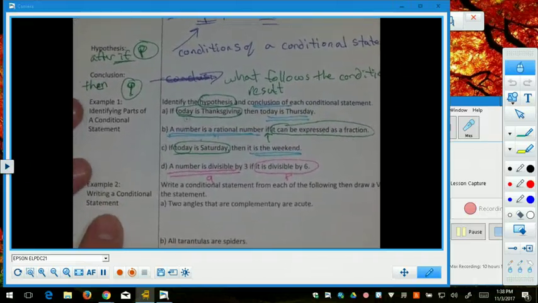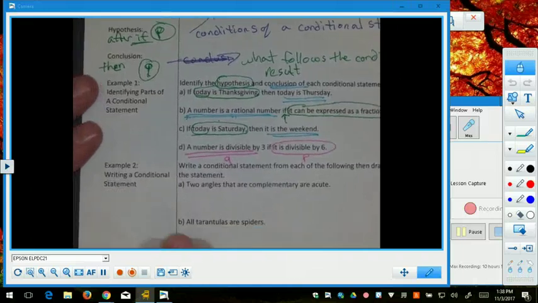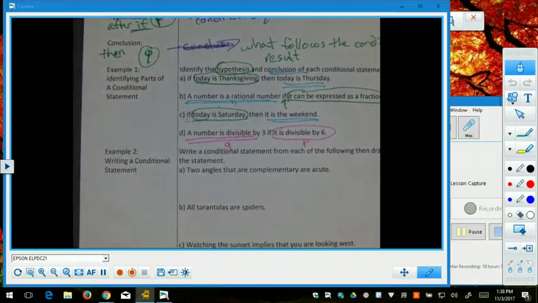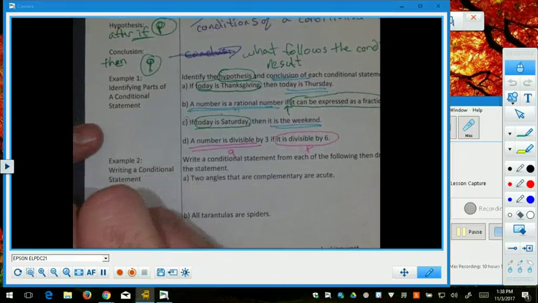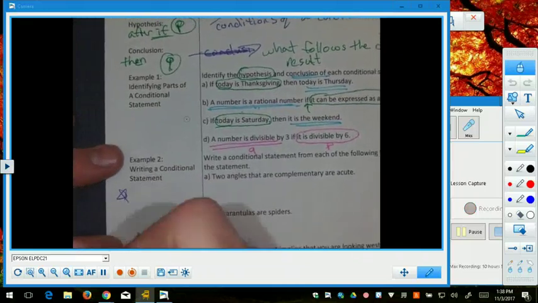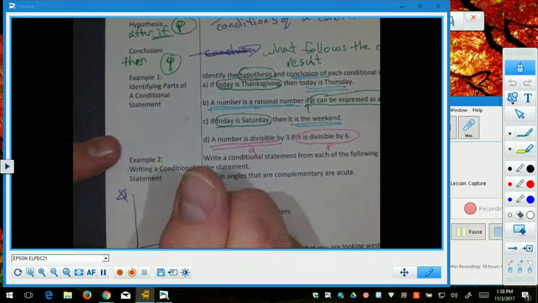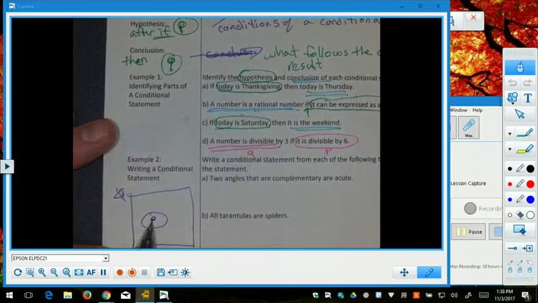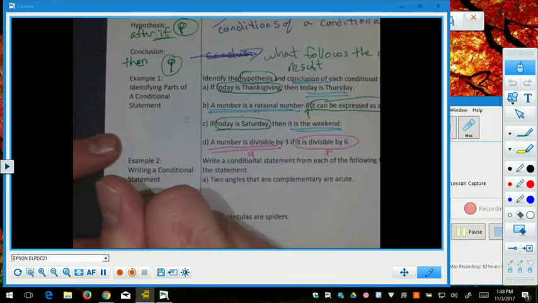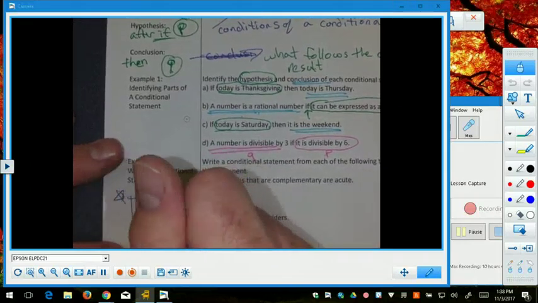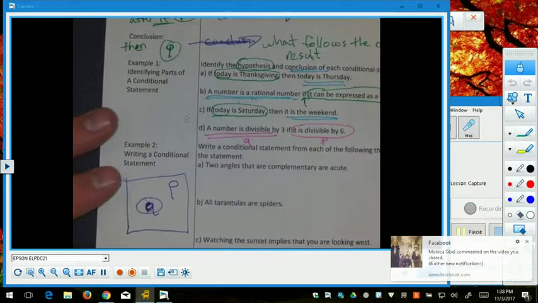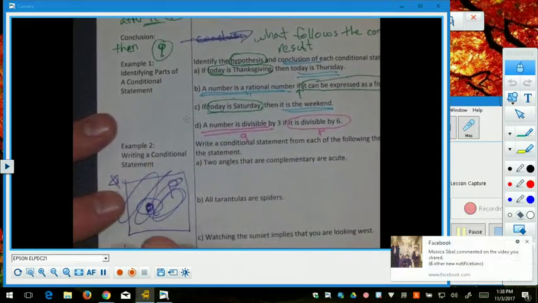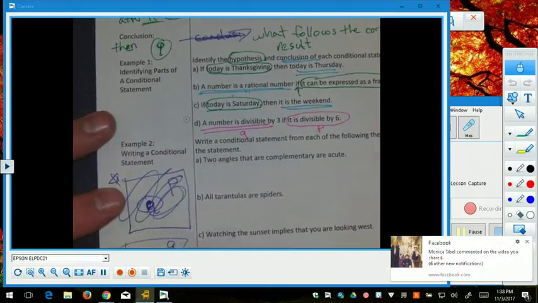Example 2, writing a conditional statement. It's important when we're writing a conditional statement that we think about what would the conditions from this sentence be, or which one is dependent on the other one. In terms of a Venn diagram, the subgroup should be the hypothesis, the larger group should be the conclusion. Sorry, I misspoke earlier.